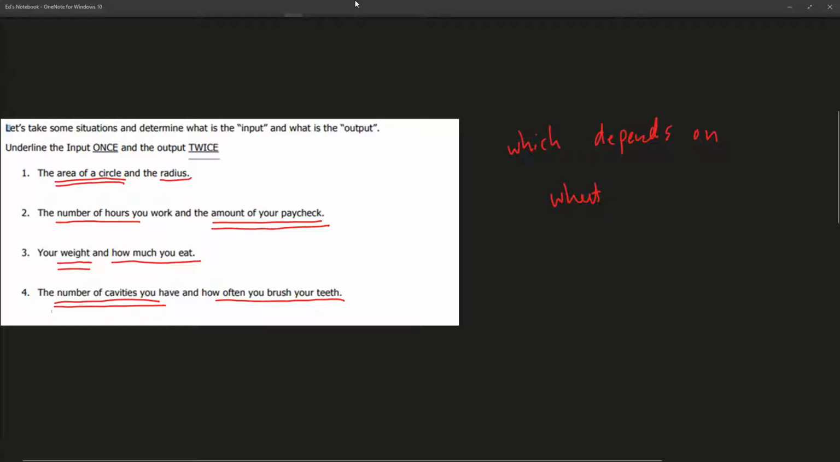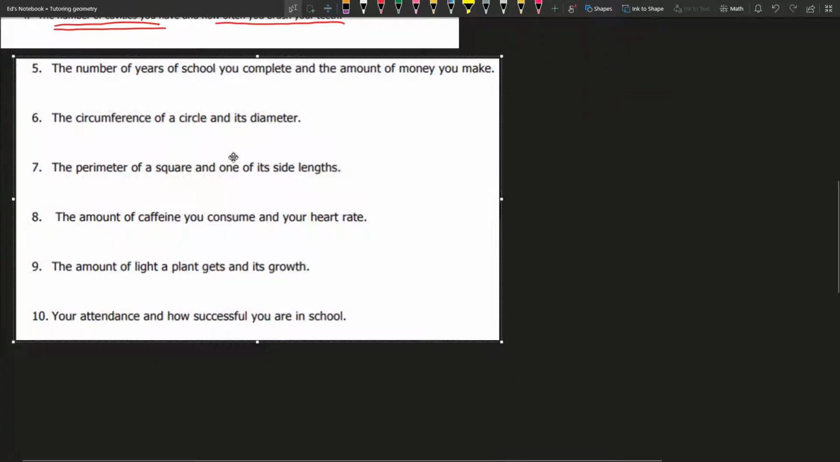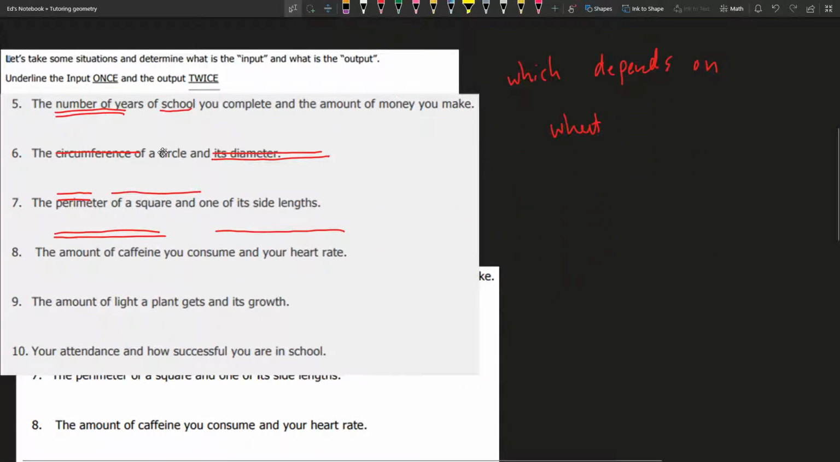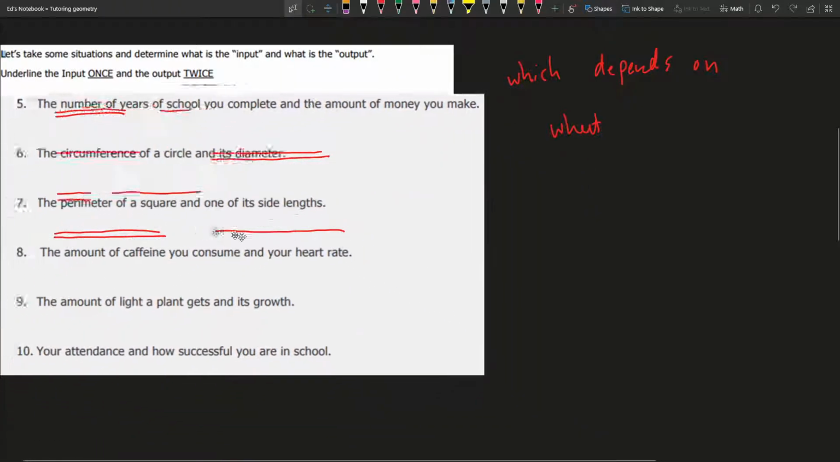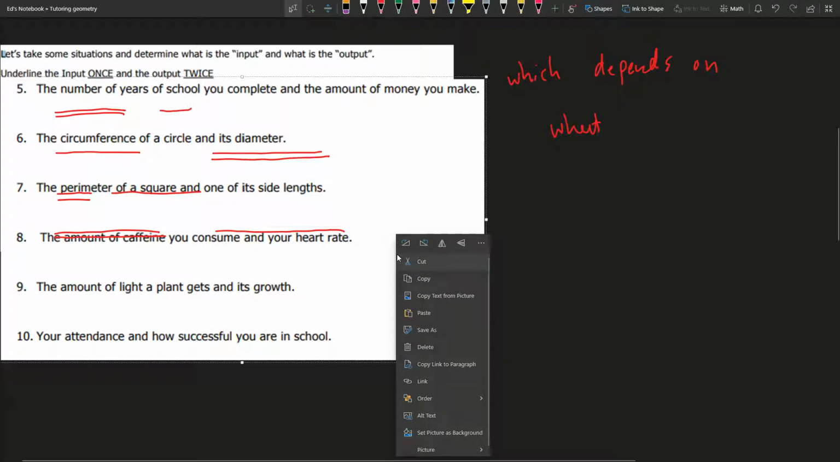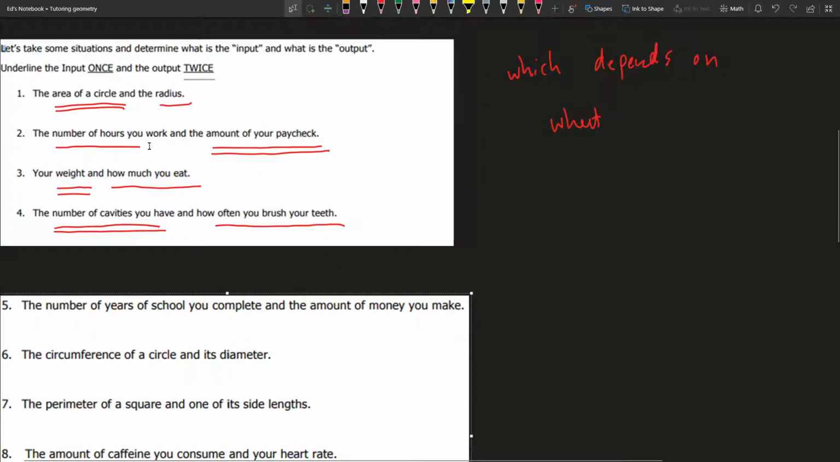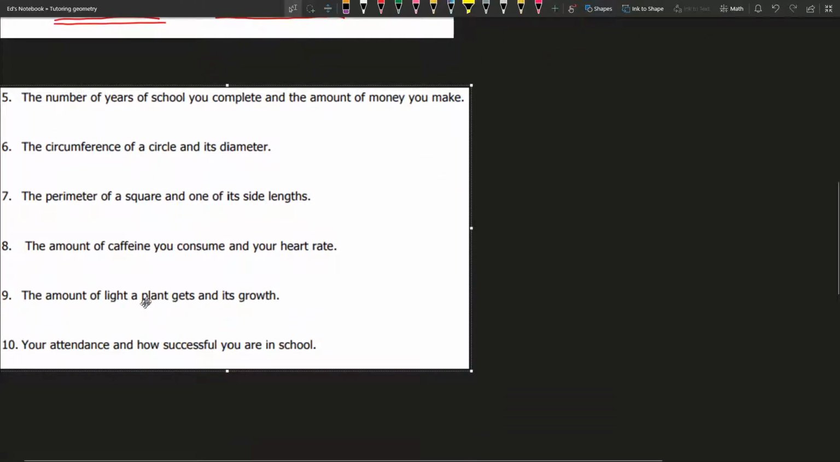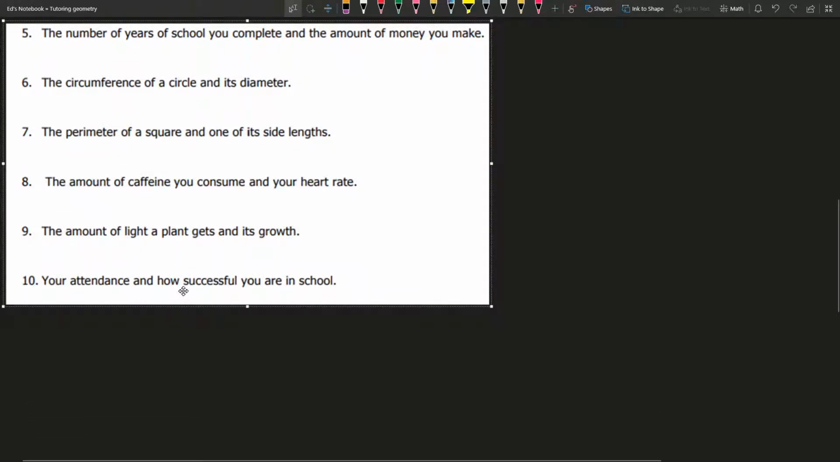Let me scroll down here, and I'm going to grab our other examples that I have just waiting. I'm going to scroll these up so that, did we already do some of these? Oh no. Well, once for the input, twice for the output. And I want you guys to try these. Take a moment, pause the video, try them yourself.